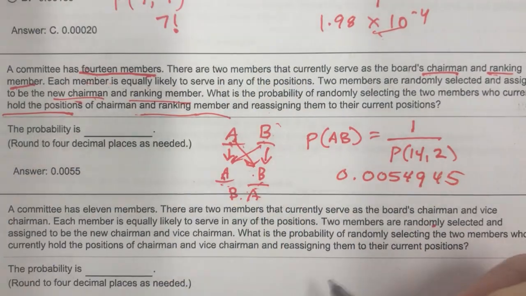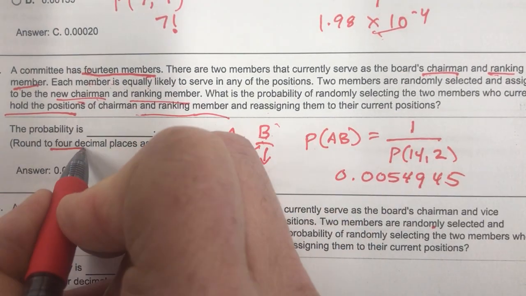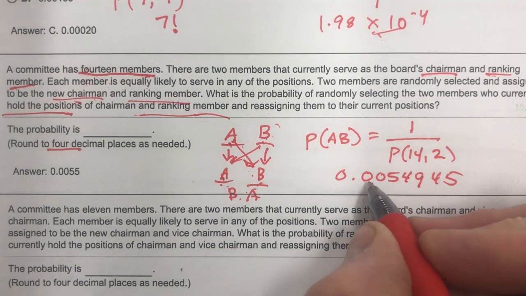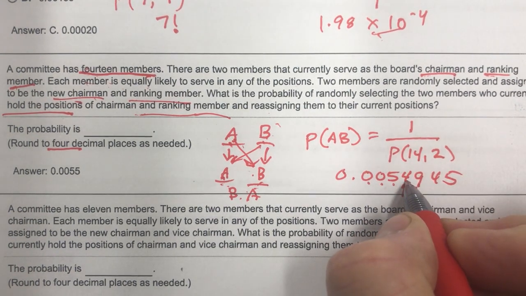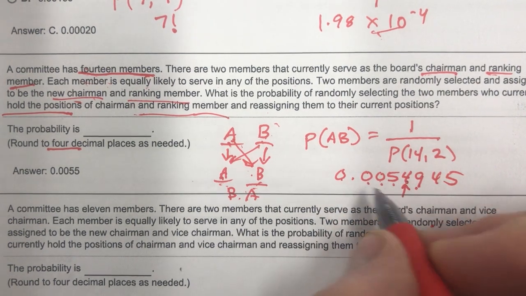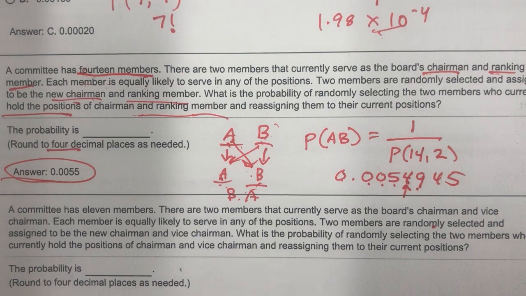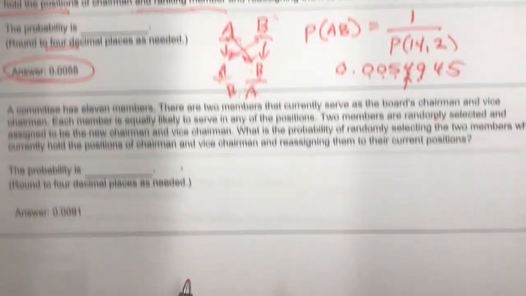0.0054945. Okay, that's plenty. This says round it to 4 decimal places. All right, so 1, 2, 3, 4. This 9 makes that 4 go up to a 5, so it should be 0.0055, which is right here. You can see the answer right there. Okay, go to number 4.